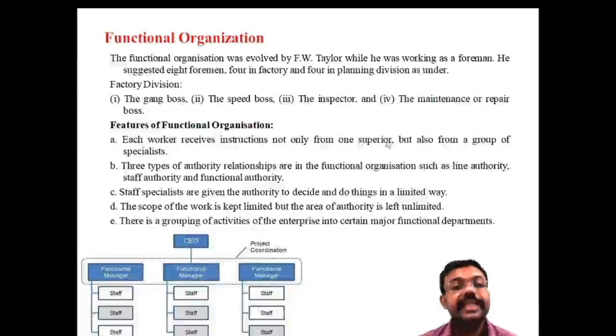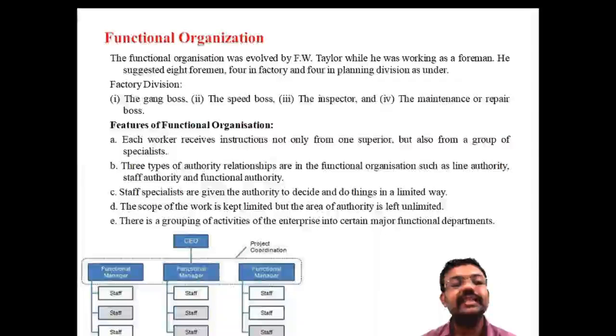The first one is that each worker receives instruction not only from one superior but also from the specialist. There are three types of authority: line authority, staff authority and functional authority. And the specialists are appointed at each and every level. The scope of the work is limited but authority is left unlimited. There is a grouping of activity of the enterprise in certain major functions of the department. These are the important characteristics of the functional organization.